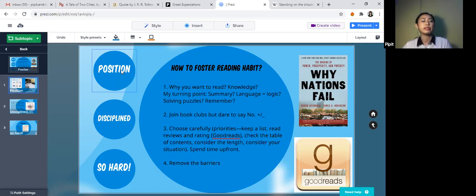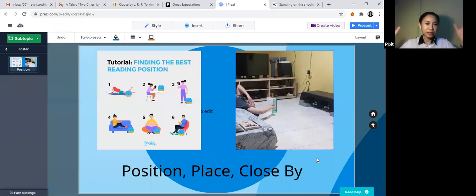And then remove the barrier. The first one is to find your best position to read a book. Now, this is my best position. I actually like reading upside down, and this is my husband taking a photo of me. I like the blood flowing to my head when I read. But find your best position when you read, and then find your best place.